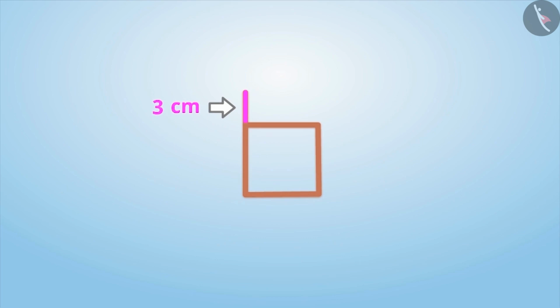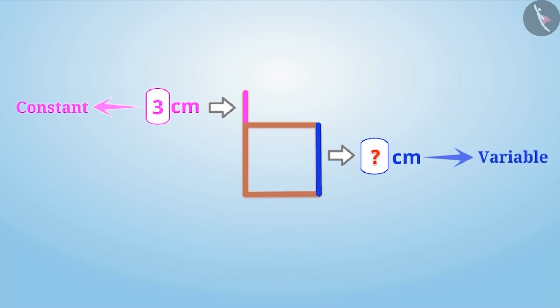If we talk about number 3, then its value is fixed. A number whose value is fixed is called a constant. But if we talk about the sides of the square, we don't have the measurements. This is unknown. A number whose value is unknown, or if it can vary, then such a number is called a variable.